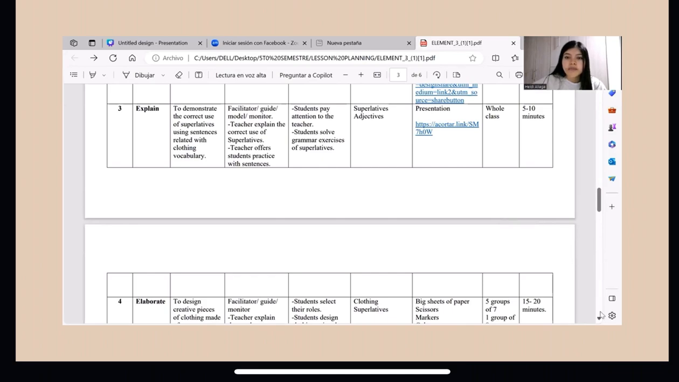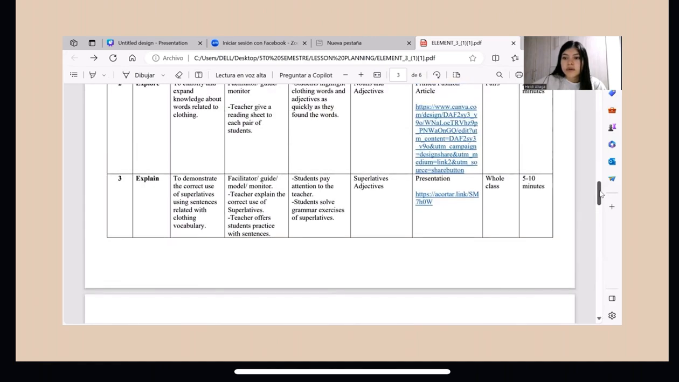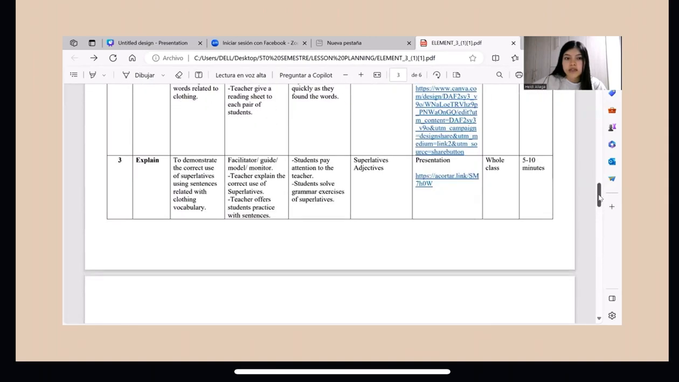Okay, so this is basically what students have to do at this point, and they are going to use only 5 to 10 minutes to understand this part of the correct usage of superlatives.